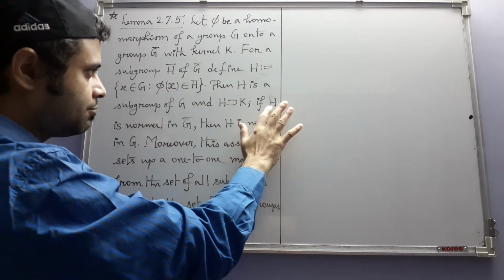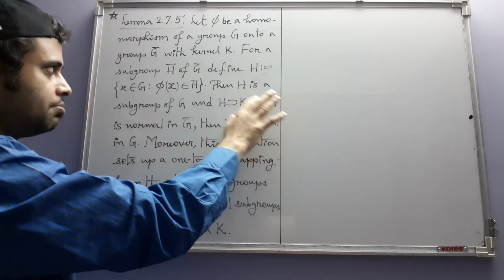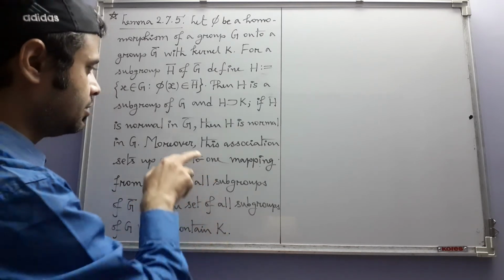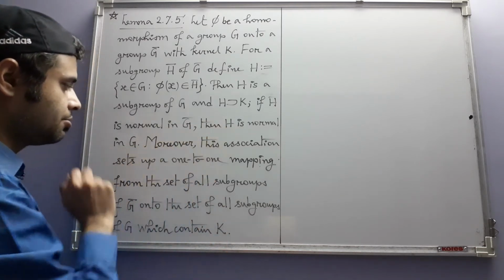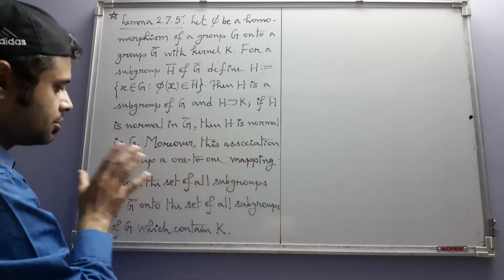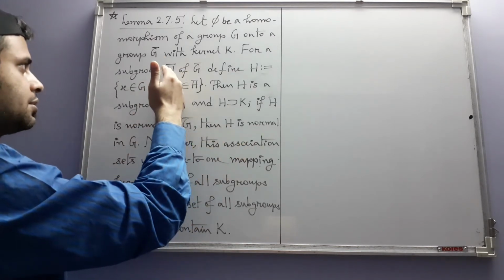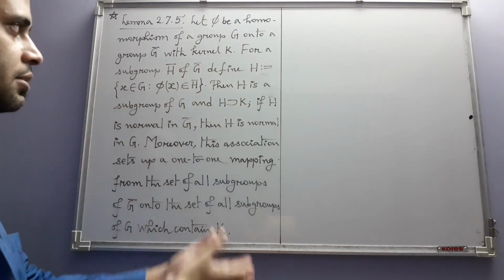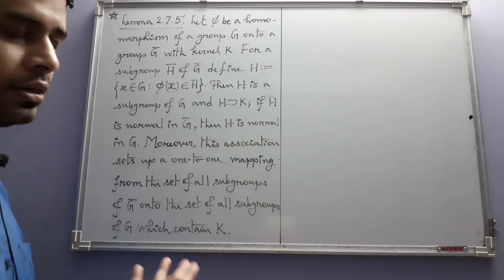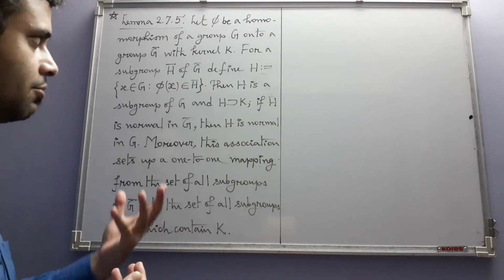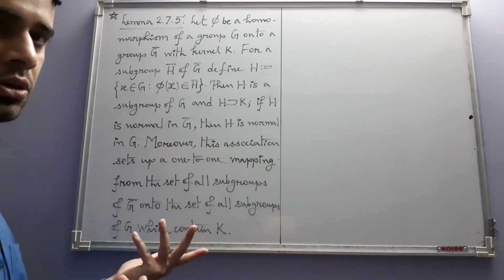Furthermore, if our original subgroup H bar of G bar was chosen so that it's normal in G bar, then this subgroup H will also be normal in G. Moreover, this association, that is, you have chosen a subgroup of G bar, for that you have got a subgroup of G that contains K. This sets up a one-to-one correspondence between subgroups of G bar and subgroups of G containing K.